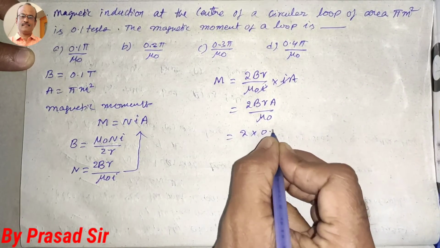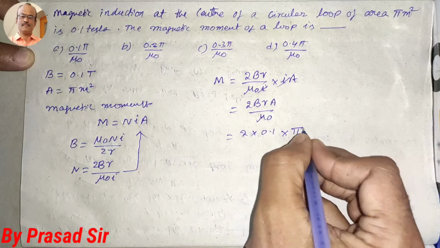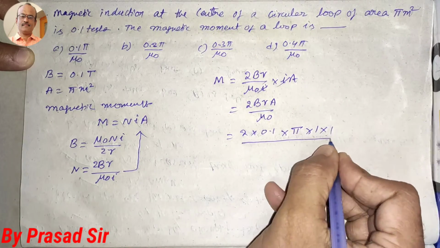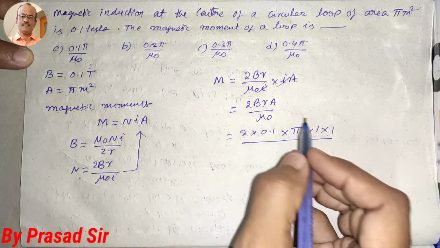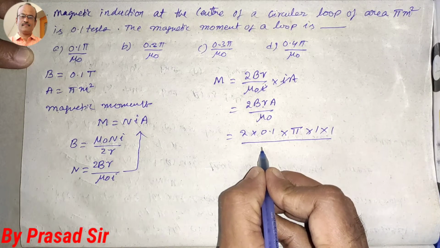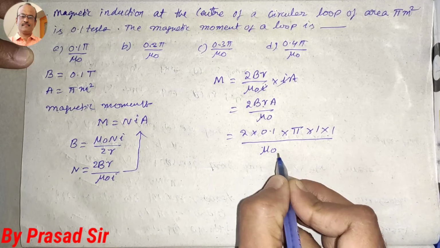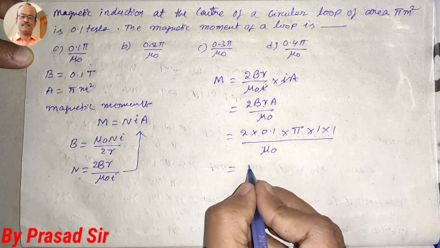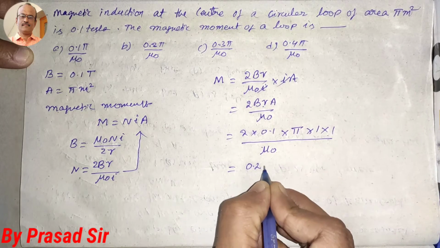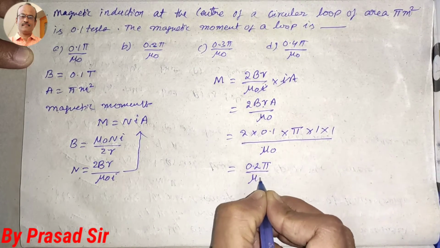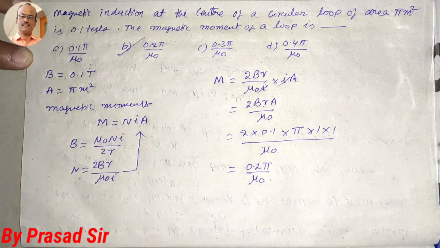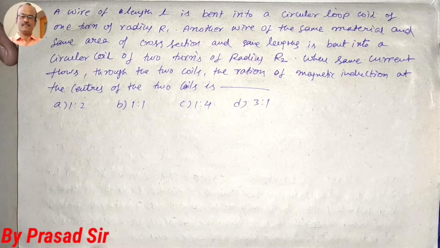So 2 into 0.1 into pi area into 1 into 1 divided by radius is 1, here we are taking. So that means divided by mu naught, here we will take that mu naught is mu naught only. Then what happens here, 2 into 0.1, that is 0.2 pi divided by mu naught. So which option is correct here? Option B is correct.